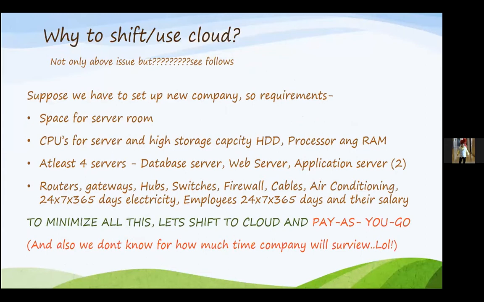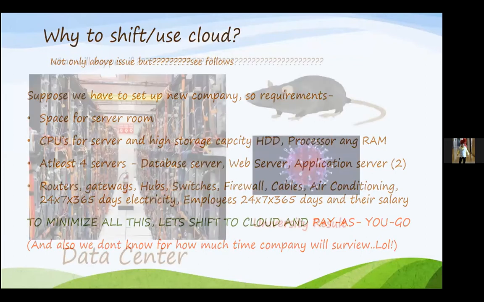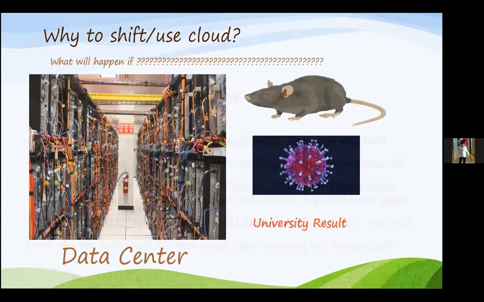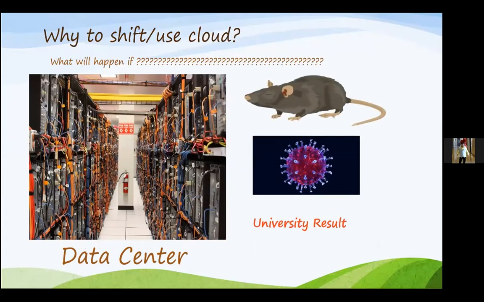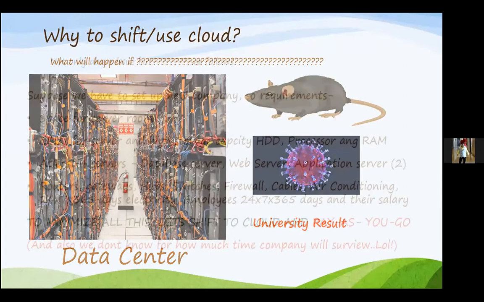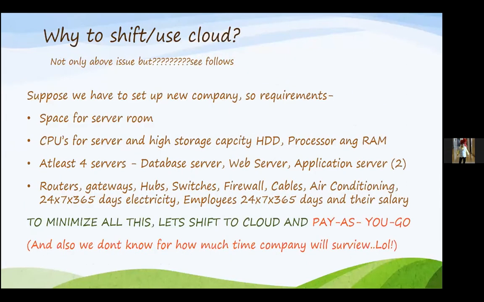Okay. Now, why are companies shifting? First, space for the server room. Whenever you are going to install CPU servers, you will require continuous space. Second, CPUs for the server and high storage capacity. That CPU should have high storage capacity, a high processor, and high random access memory. At least 4 servers are required whenever you start up. If you want to start a service provider or software company, you require at least 4 servers. Which servers? One database server, one web server, and 2 application servers.